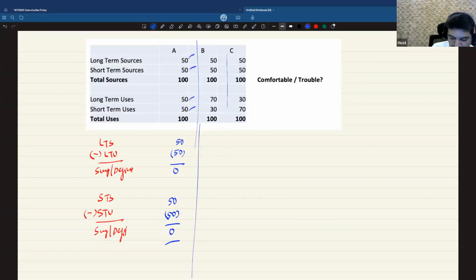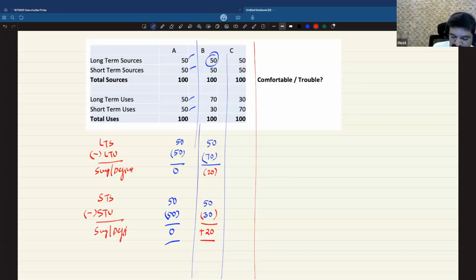Look at company B. Their long-term source is 50, whereas long-term use is 70. Short-term source is 50, whereas short-term use is 30. So what is happening here? On the long-term front, the long-term source is 50, long-term use is 70. It means they have a deficit of 20. And on the short-term front, their source is larger than the use. It means they have a surplus of 20.